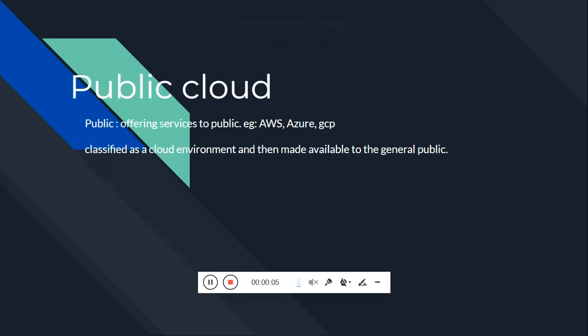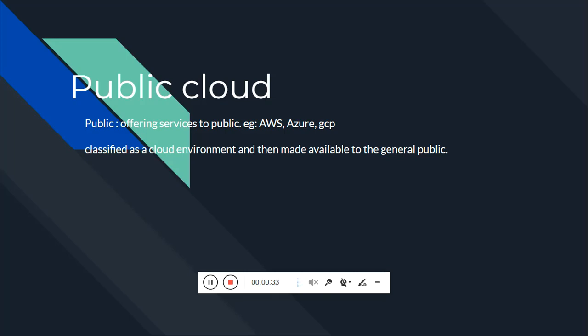Hello, today we are going to talk about different types of cloud. So the first one that I'm going to talk about is called public cloud. When you say public cloud, it's all about offering services to the public. So that would include AWS, Azure, GCP, Alibaba Cloud. So the public cloud is simply a cloud environment that is mainly available to the general public, as the name suggests.